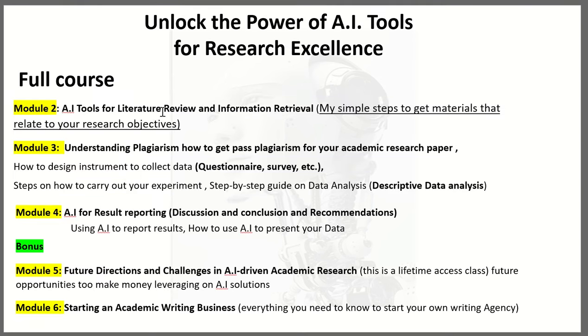Now, this is the full course, Unlock the Power of AI Tools for Research Excellence. In module 2, we are going to be talking about AI tools for literature review and information retrieval. This is mind blowing. The procedure to do this is so simple that you can't even believe it. Literature review normally takes time, but with AI tools these days, it's literally 1 hour. You can finish something that would take you weeks to finish. So that is my method. I have a special method for that.